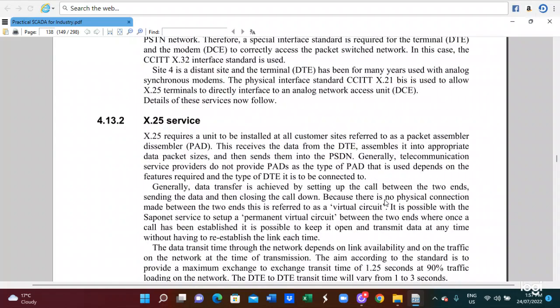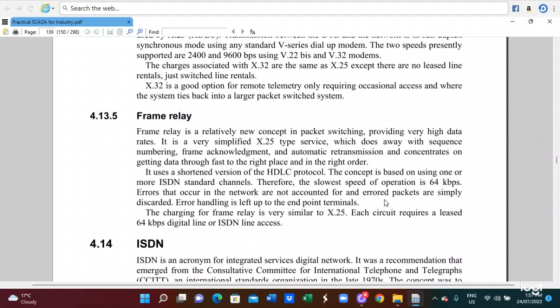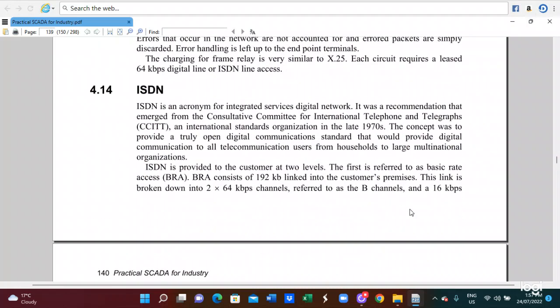So you should also read about the X.25 service, X.28 service, X.32 service, frame relay, ISDN. ISDN is an installation for the integrated services digital network. It was a recommendation from the CCITT, the international telephone and telegraph consultative committee, the international standards organization, in the late 1970s. The concern was to provide a truly open digital communication standard that will provide digital communication to all telecommunication users, from the household to the large multinational organization.